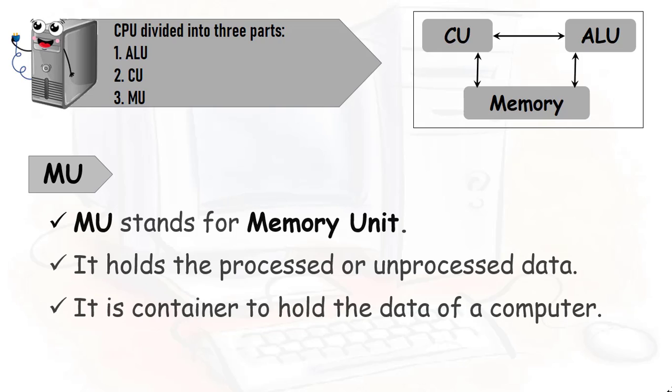As it holds processed or unprocessed data, that means it works as the storage unit of the whole computer system. In the CPU, this memory unit holds all the unprocessed or processed data, that means our raw input and the generated output. Also, this memory unit contains all the data of the computer system that is given by input devices and displayed by output devices.